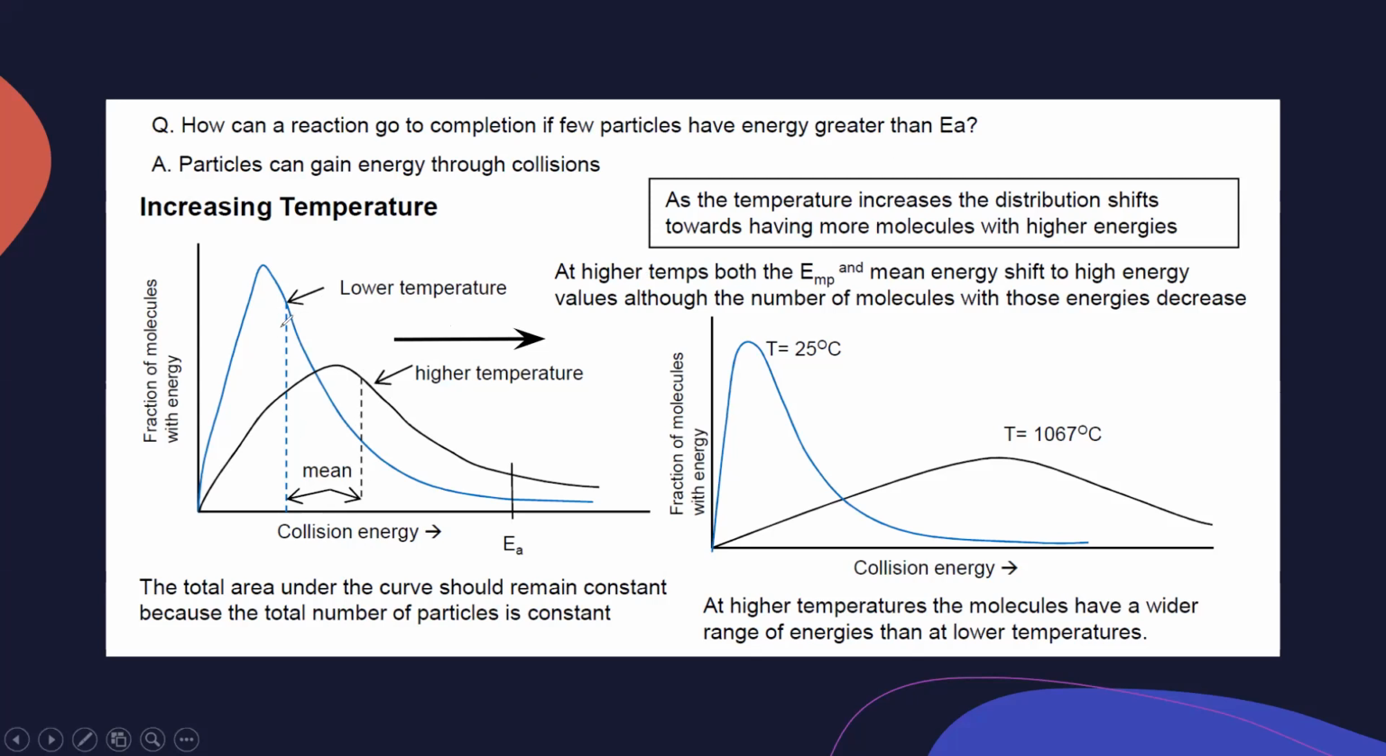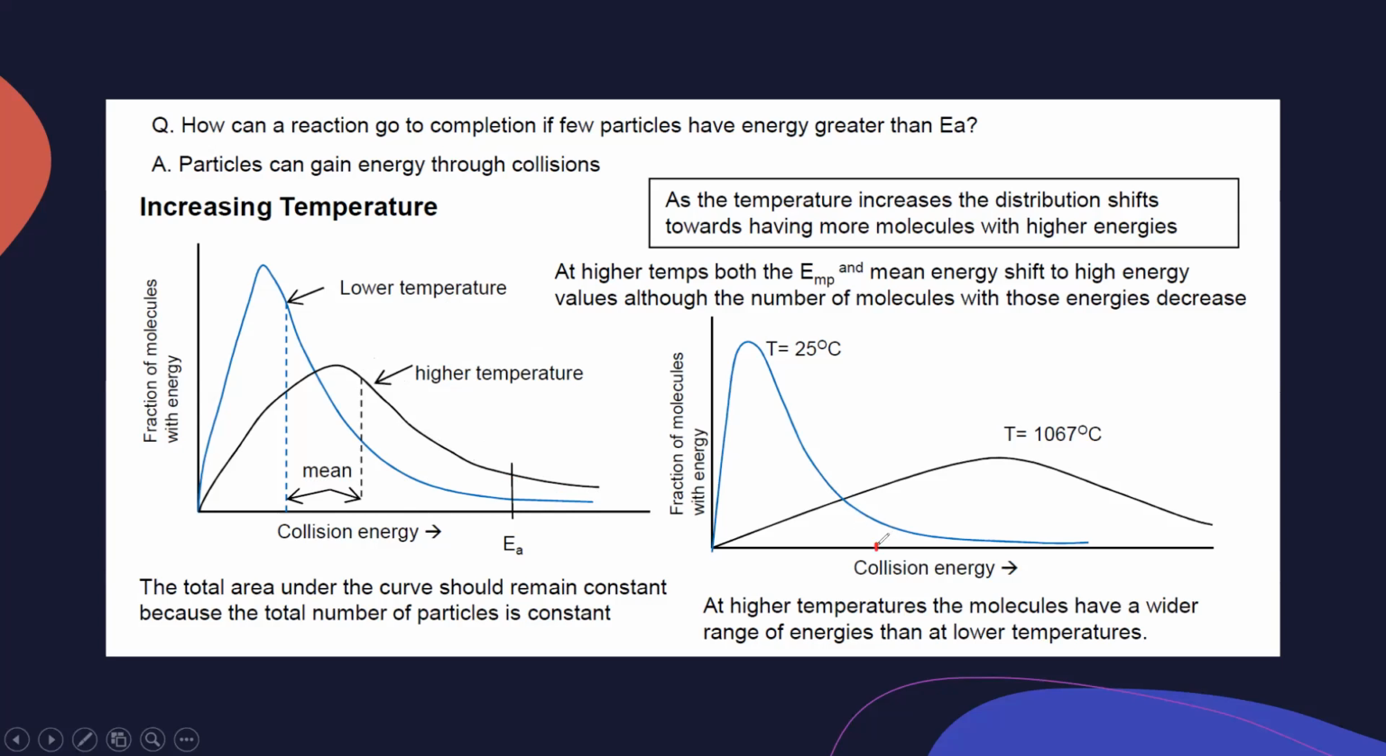The area of the graph at a lower temperature will be the same as the area at a higher temperature, because the area is representing the number of particles. As the number of particles does not change, that's why the area won't change. So what happens when we increase the temperature? A greater number of particles have energy more than the activation energy. So this will result in a higher amount of product.